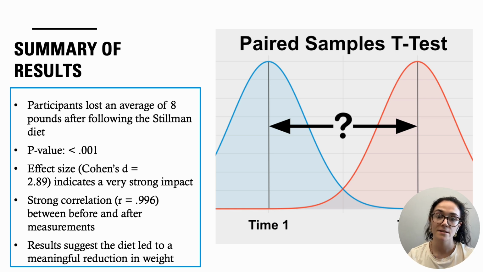Altogether, these findings suggest that the Stillman diet was effective in producing a statistically significant and meaningful reduction in weight. Based on this evidence, we can confidently reject the null hypothesis and conclude that the diet had a real impact.